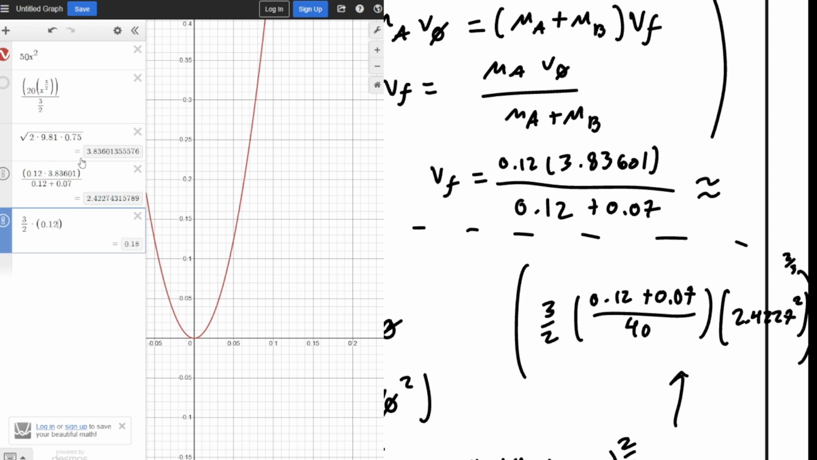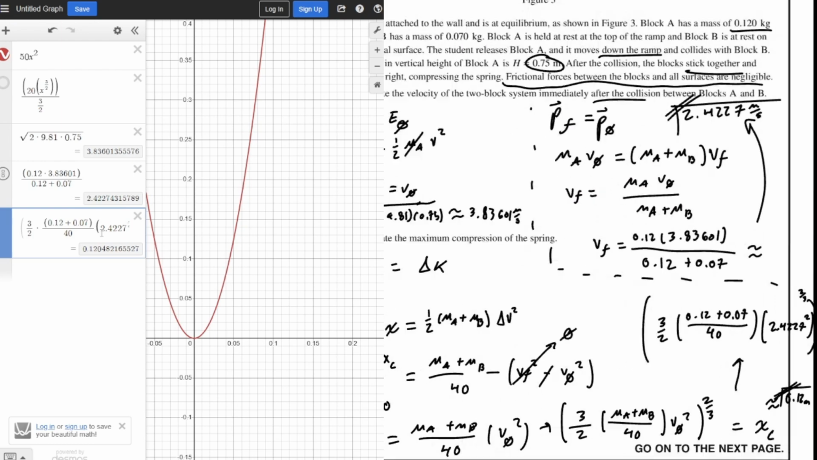So we'll do that. 0.12 plus 0.07. Divide that whole thing by 40. Now we're going to multiply by 2.4227. Remember, that's the initial velocity after the collision had happened, but before the spring was compressed, raised to the 2/3 should give us our answer, which I believe to be correct. Yeah. So our compression distance is roughly 0.12 meters. And that's how you solve that problem.